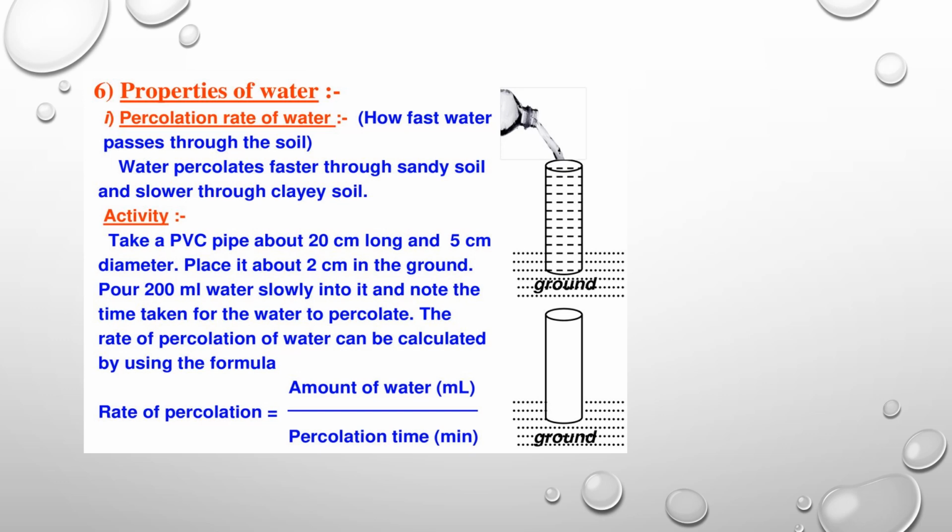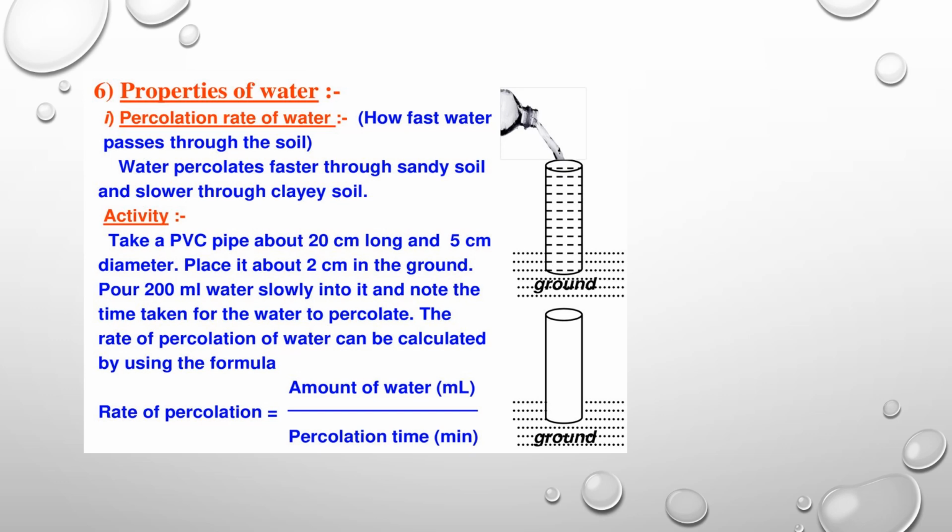Another experiment is in our textbook. To measure the percolation rate of the soil, take a transparent plastic pipe, then stand the plastic pipe upright on a tray. Fill the first pipe with sandy soil and another with an equal amount of clayey soil. Then add 100 ml of water into each pipe. Then record the time taken as the water seeps into the soil. I hope you understand. So percolation rate is equal to the amount of water percolated in ml by time taken. Are you clear? So this is for percolation rate of the soil.